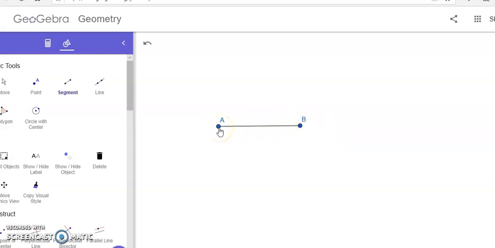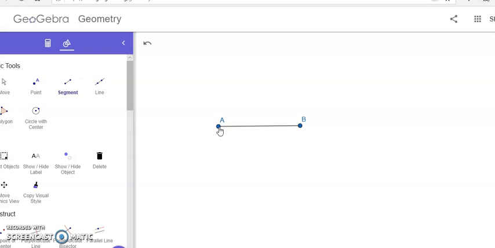Okay, and children, you know that a circle can be constructed with any center and by using any radius, isn't it? Which postulate is that? Yes, postulate number 3, isn't it? You remember? Yes, postulate 3 says that a circle can be constructed by using any point and any radius. Here, now I am going to construct a circle through point A.